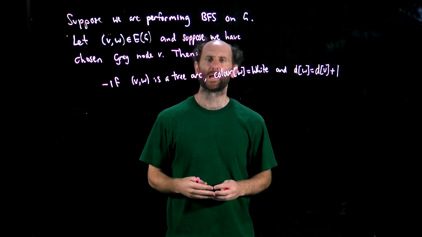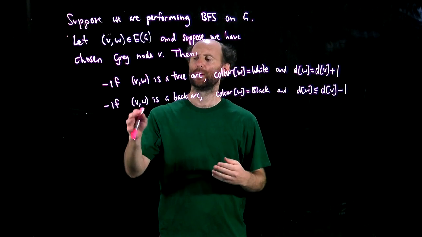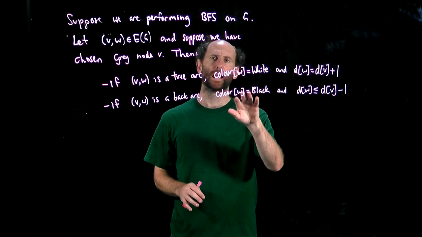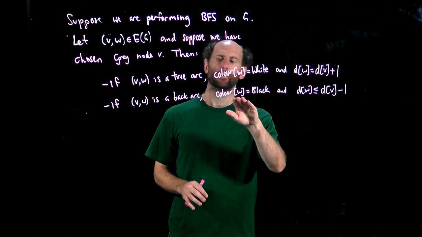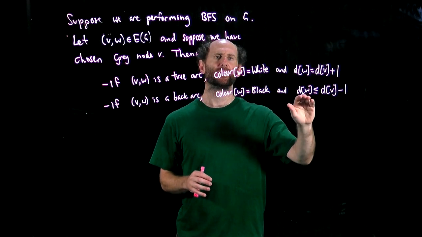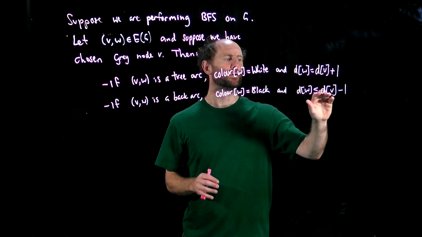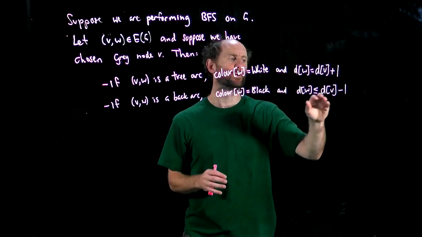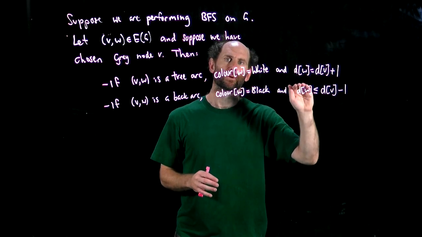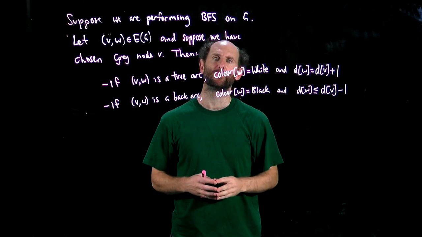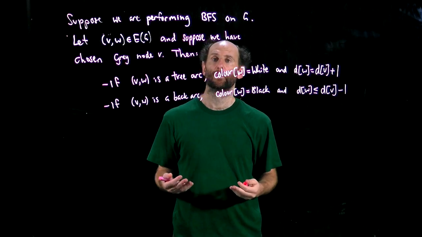So in other words, we've crossed VW and we set this to be the case. How about with back arcs? Well, if VW is a back arc, then certainly the colour of W will be black when we cross VW, and W is at a depth in the tree which is at least one level closer to the root than V. So we're going back up at least one level within the tree. For forward arcs, well, the case is simple.